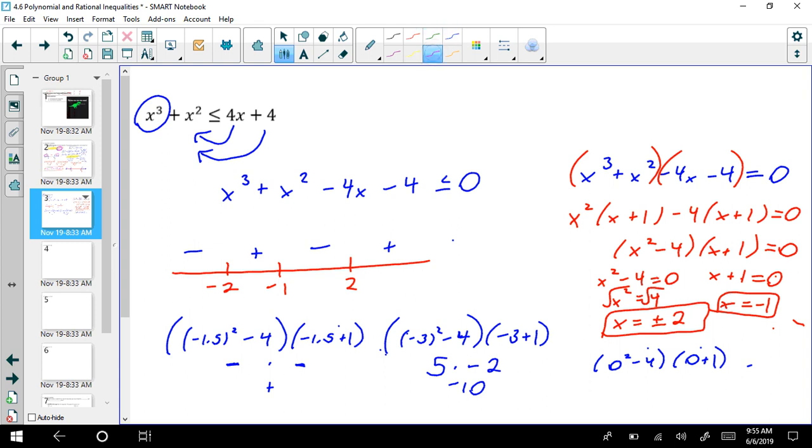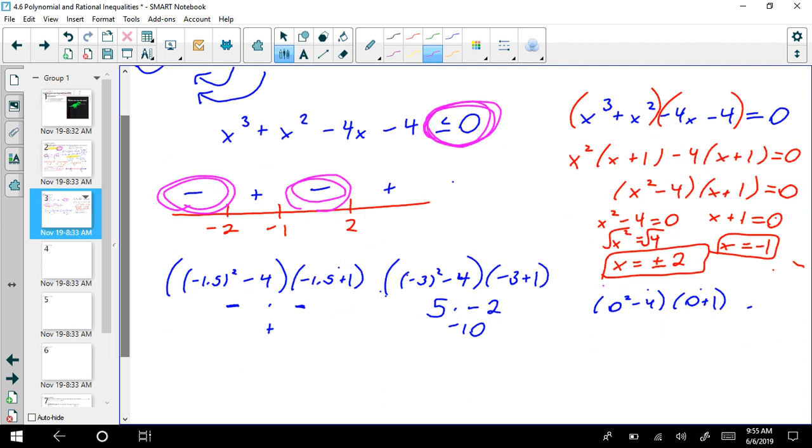Where are my answers? Well, I want to be less than or equal to 0. So less than 0 would mean the negative regions. So let's write that in interval notation. So that first interval would be negative infinity to negative 2, or negative 1 to 2. Now, why did I use brackets? Well, on the inequality, I had the equal to bar, meaning I want to include the numbers that make it equal to 0.